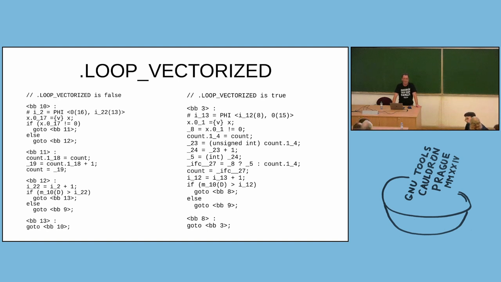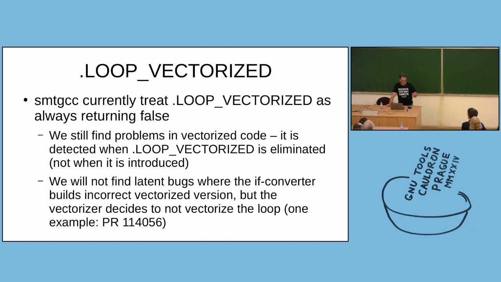There's the loop distribution, which also... Yeah. So what I do right now is that I just ignore it and say it's all return false. And if you still find problems, if the loop vectorizer were buggy and the loop gets vectorized, we will find it. But we will not find latent bugs. If conversion, for some reason, created invalid code. I actually reported one such. That's not vectorized. But that may not be a problem.